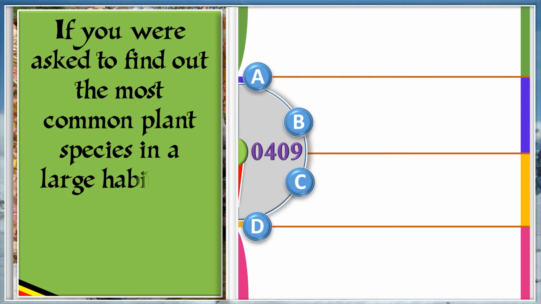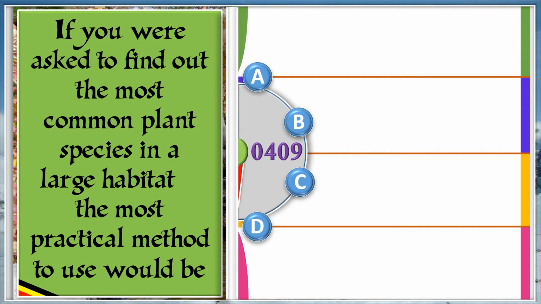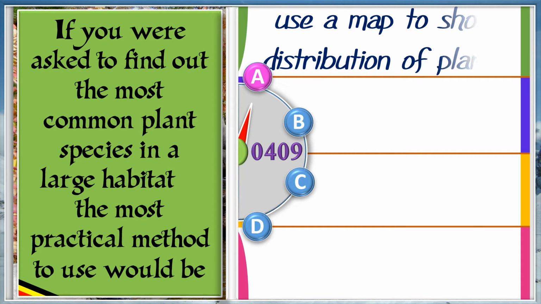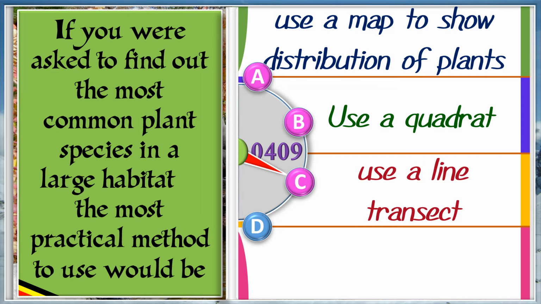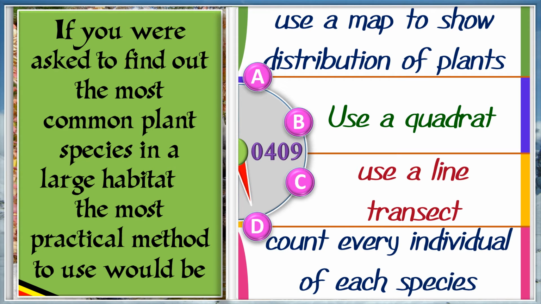If you were asked to find out the most common plant species in a large habitat, the most practical method to use would be: A. Use a map to show distribution of plants. B. Use a quadrat. C. Use a line transect. D. Count every individual of each species. And the answer is C. Use a line transect.